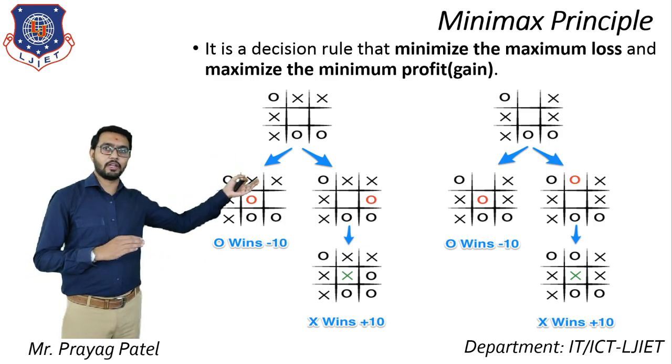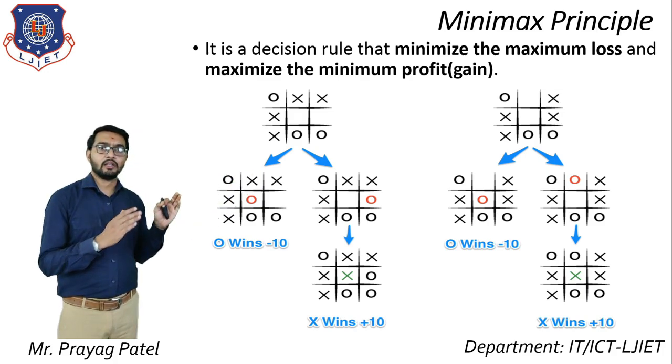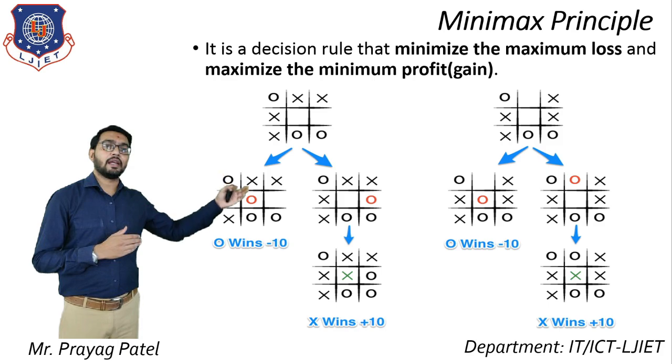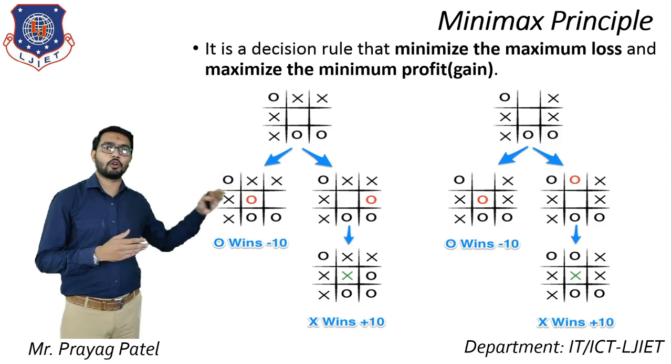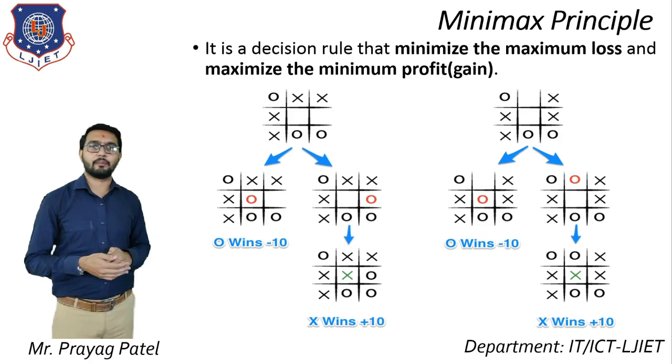Same way for the second possibility also. In the first case, consider the 0 player as the winning player, then the point for the 0 player's win is -10, and if the second player is winning, meaning the cross player is winning, then consider cross wins equal to +10.